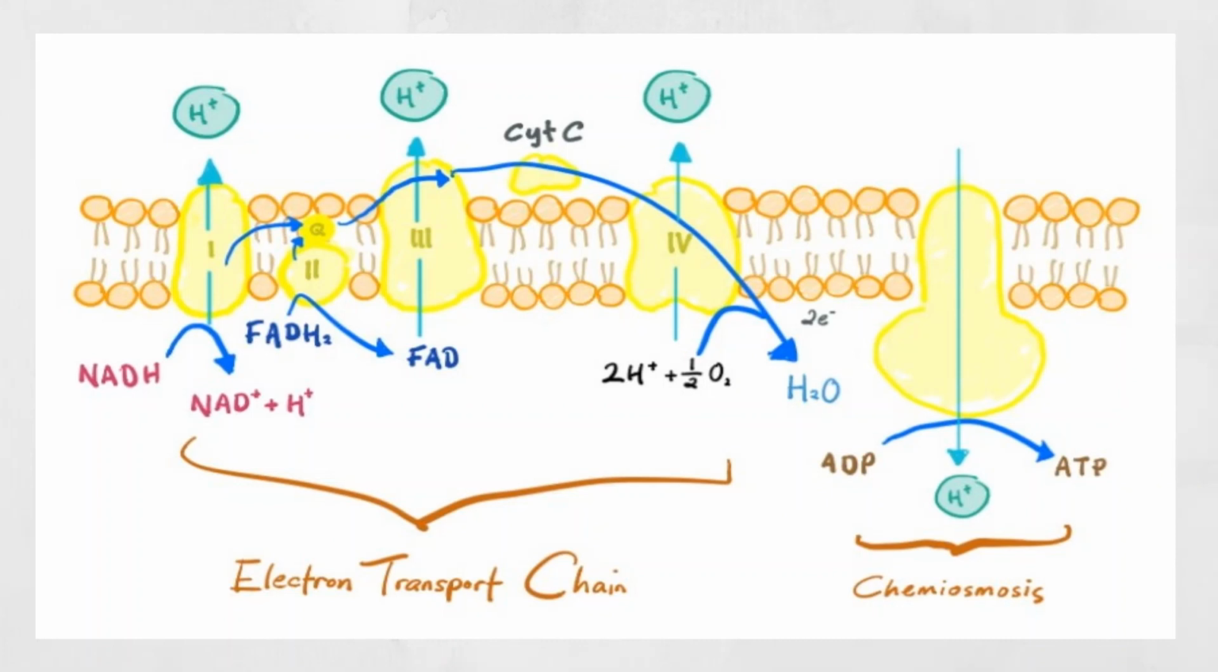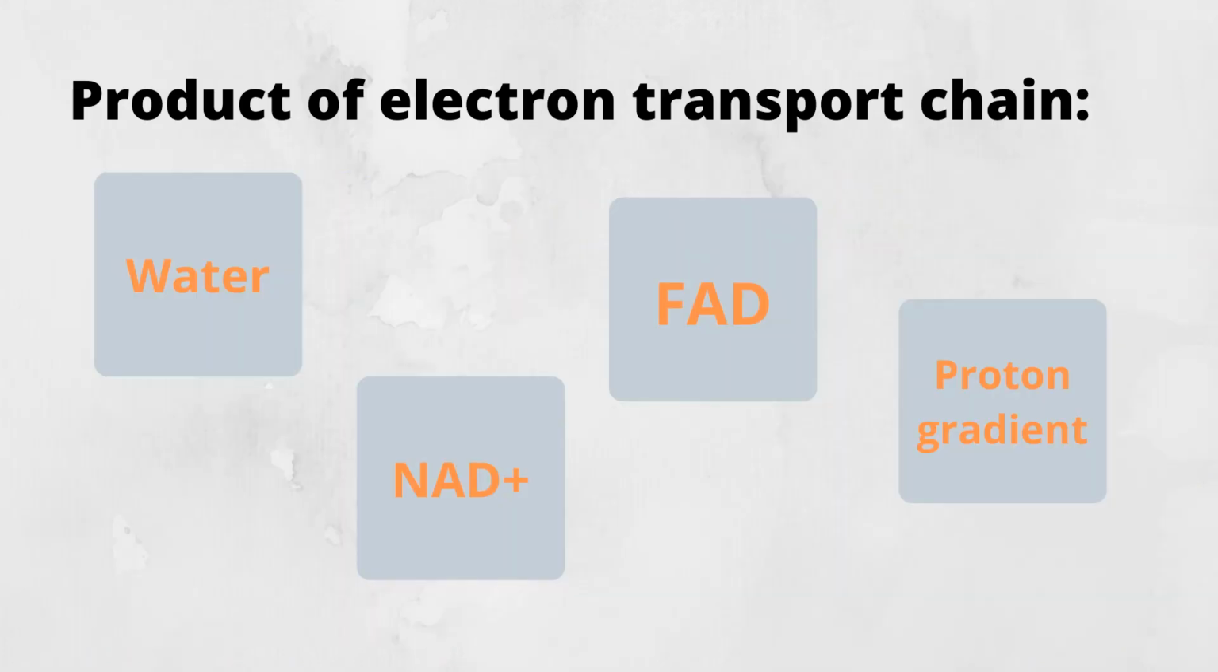The electron transport chain does not generate ATP directly, so chemiosmosis is needed. H+ passes from the intermembrane space to the mitochondrial matrix through the channel of ATP synthase. This activates ATP synthase, and it catalyzes the formation of ATP from ADP and inorganic phosphate. These are the products of the electron transport chain.